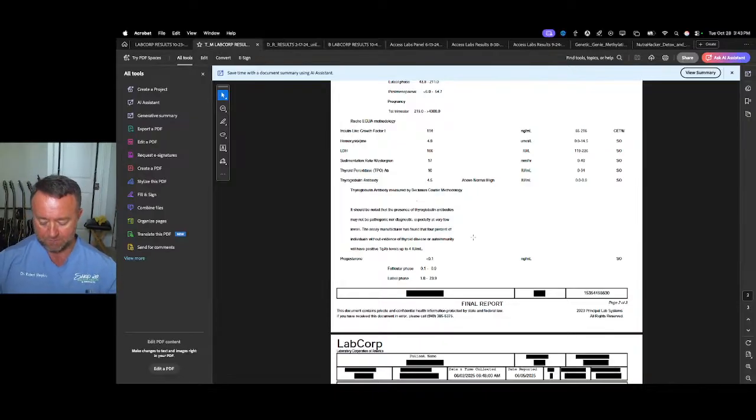What is it called? I'm sorry, it's an oral steroid. I keep saying I want to say pregnenolone, but that's not what it is.